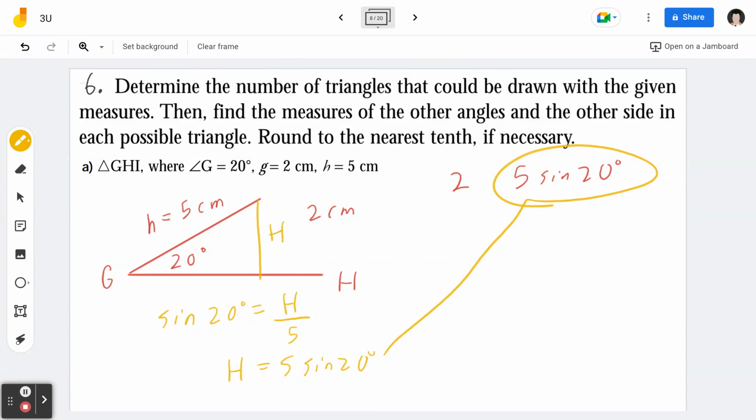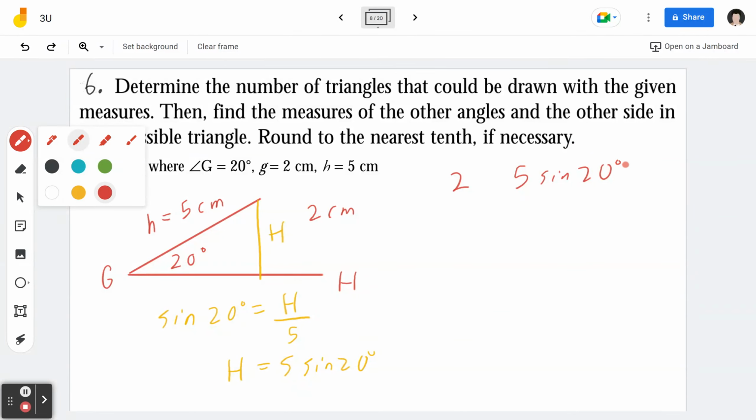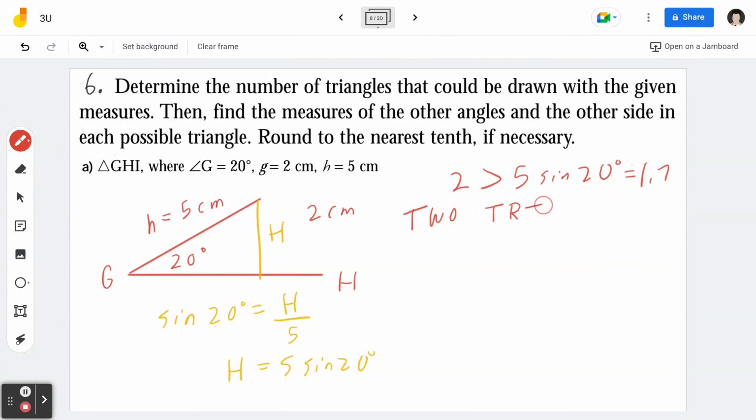So again, if you grab a calculator, 5 sine of 20 is going to be 1.71. So it's equal to 1.71, or 1.7, which means 2 is greater than it. So immediately, this means there are 2 triangles. There are 2 triangles. So we're going to solve both of them right here.